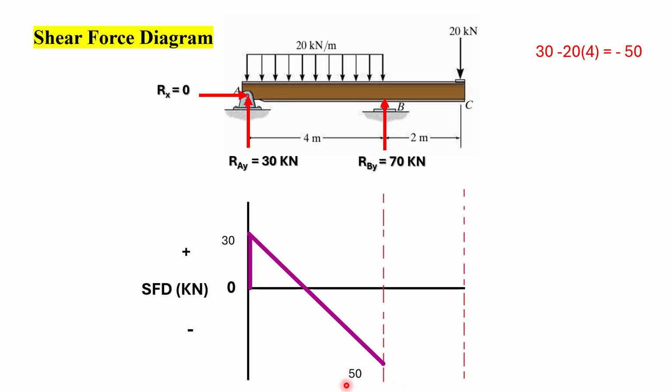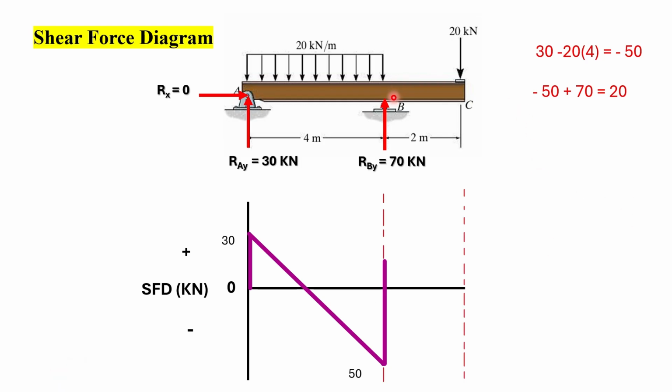Here we have this minus 50 and we have this upward direction plus 70. So minus 50 plus 70 yields plus 20. So I will be marking at this point plus 20. So by just drawing the vertical line straight up to plus 20. Here you can see how to draw this.